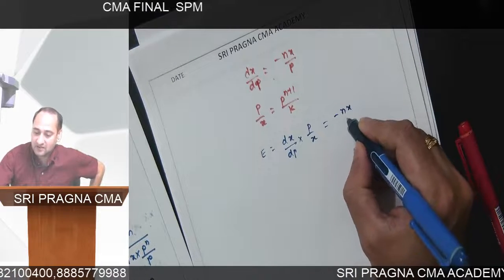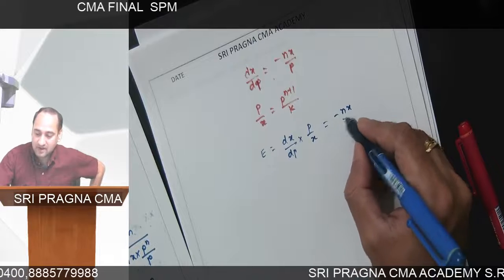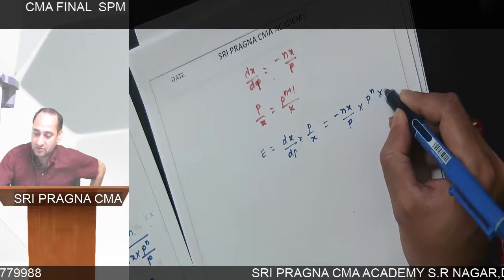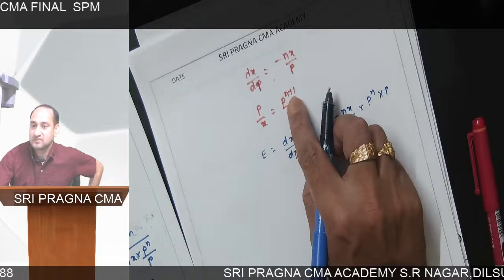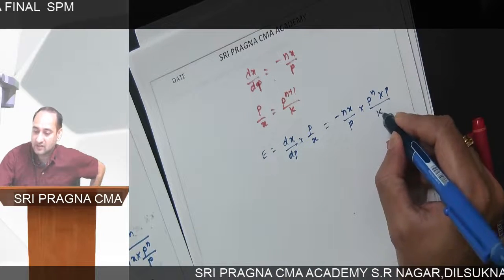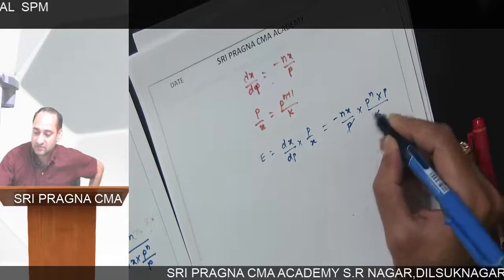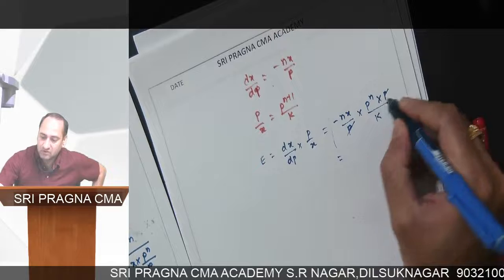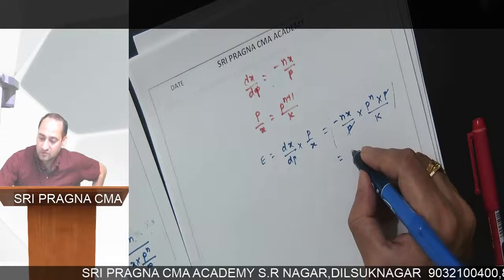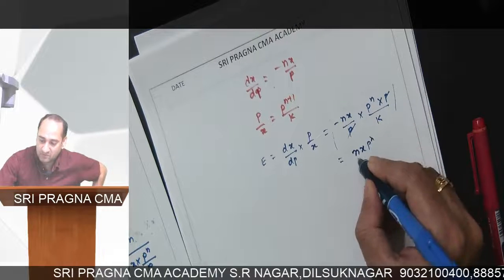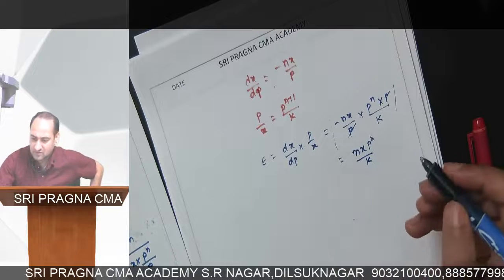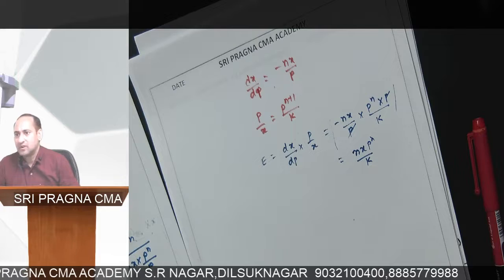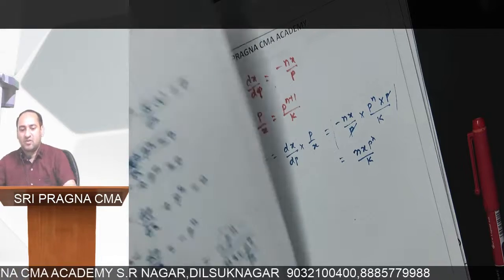Minus nx divided by p into p to the power n into p, can I split this one, divided by k. So what happened? This p cancels out. So what will we have? Obviously this will go to mod node. So nx p to the power n by k. That is what I wrote at that time. Same thing I have written now. Understand? Okay. So please copy this one.